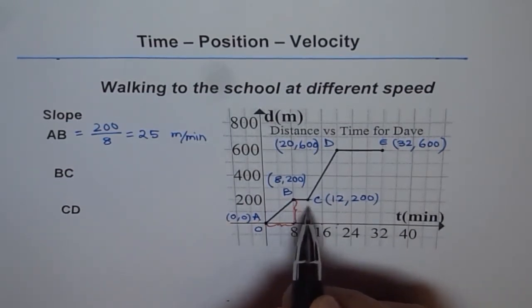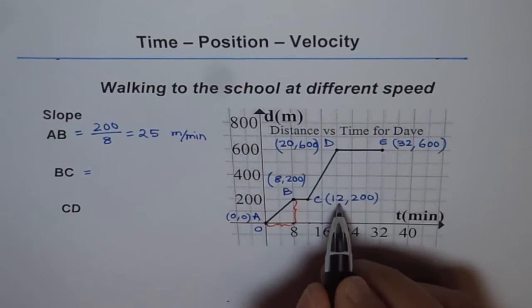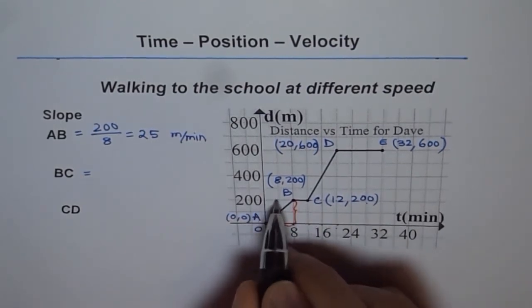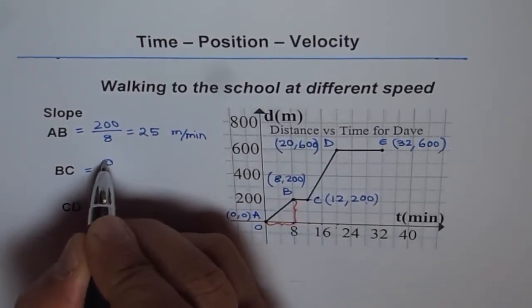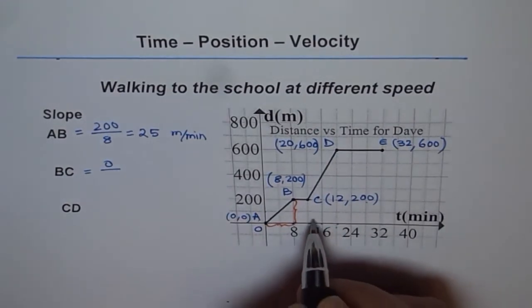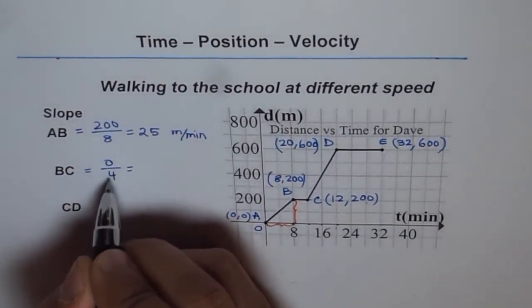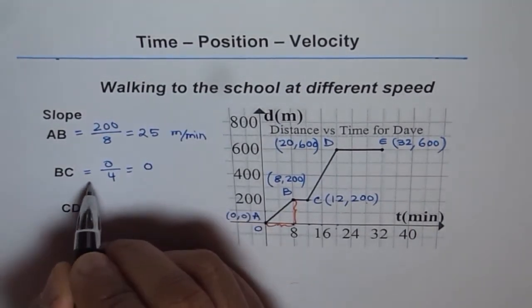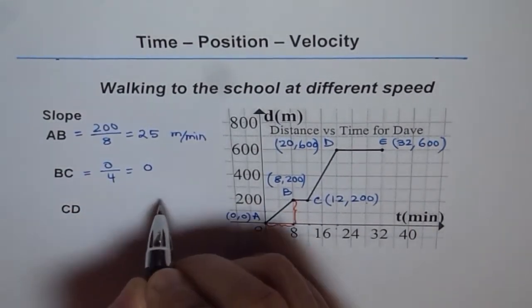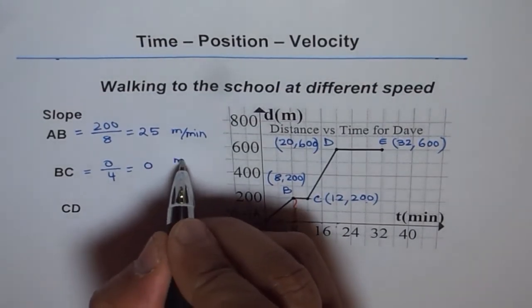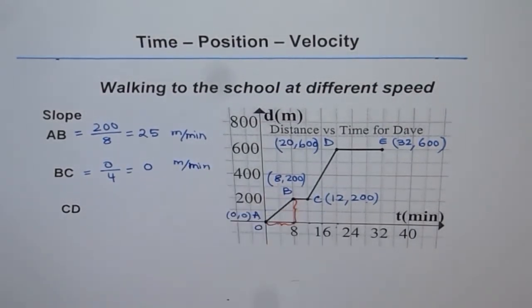Now from B to C, the change in distance is 200 minus 200, which is 0. And change in time is 12 minus 8, which is 4. 0 over 4 is 0. So the slope is 0. And the speed is 0 meters per minute.